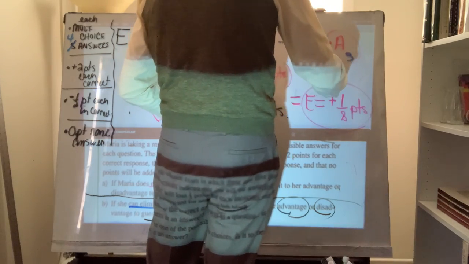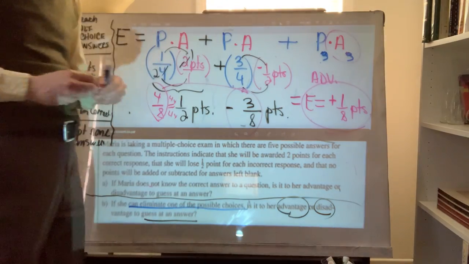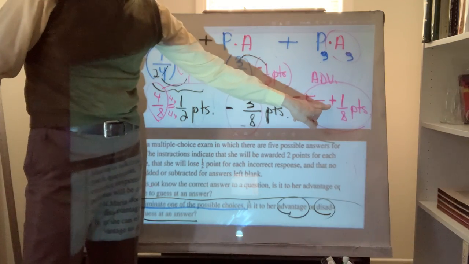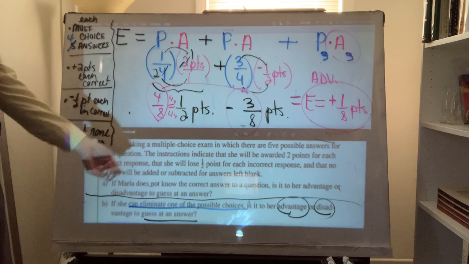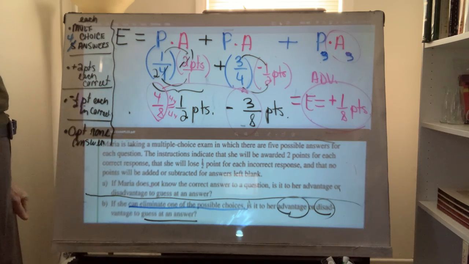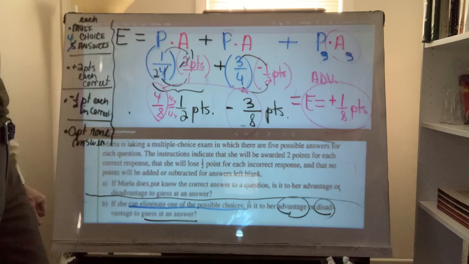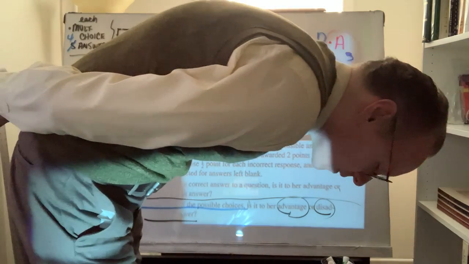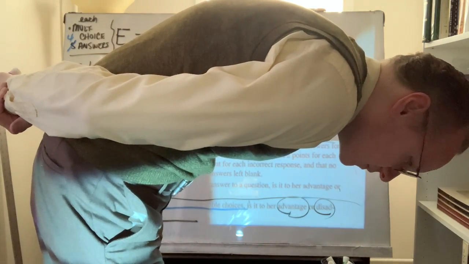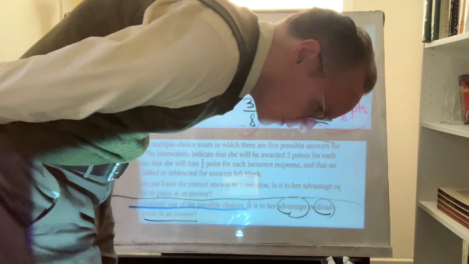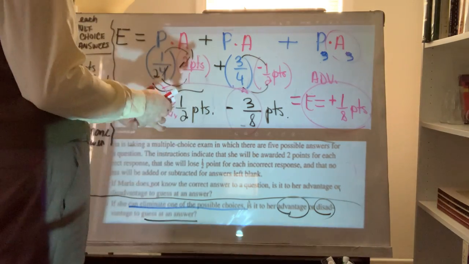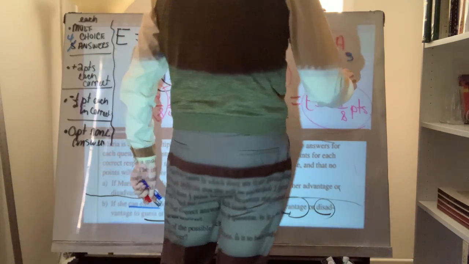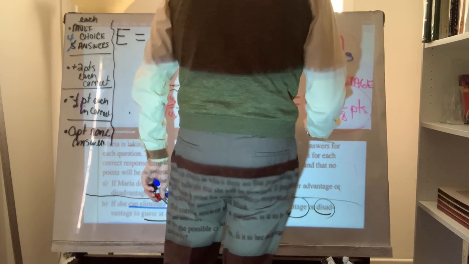Right. So in this case, this would be to the person's advantage, right? Simply for the fact that it is a positive, right? So for each individual question, it would be to their advantage to guess. Well, on average. It's an advantage on average.